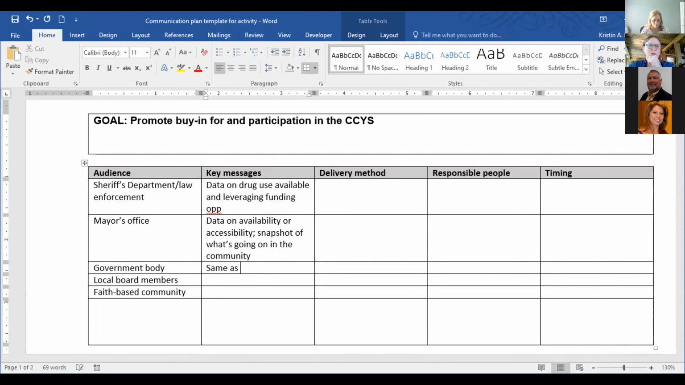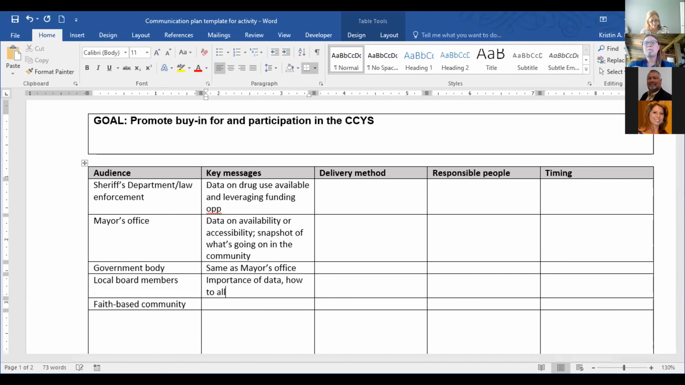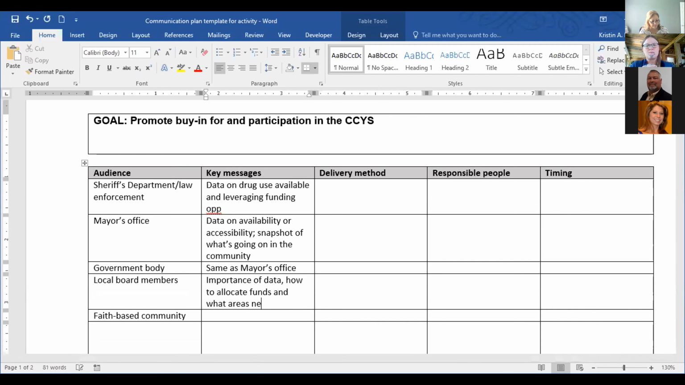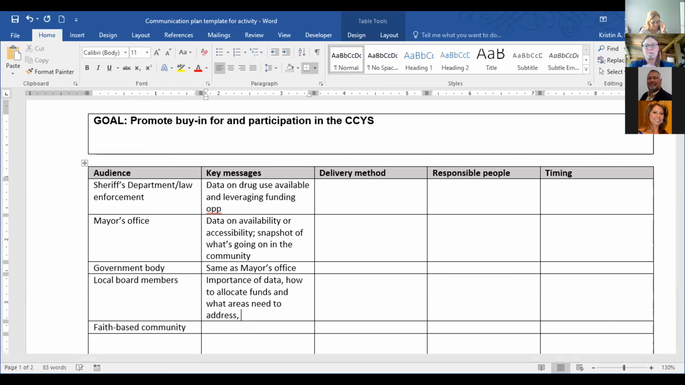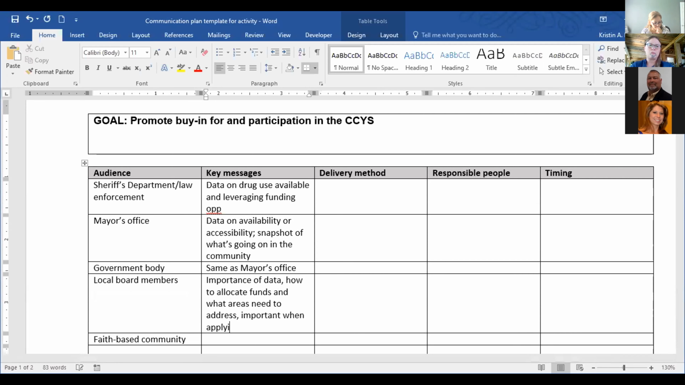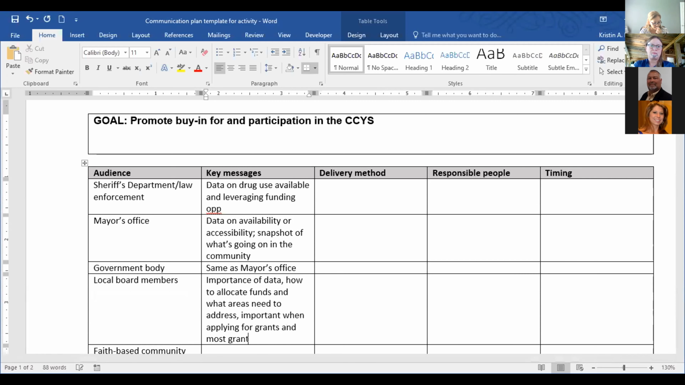And somebody shared that they worked with their local board to build buy-in for the CCYS. What were the key messages shared with them? We talked about some of the data and how important that data is, so we know how we can allocate funds, not only as a board, but also so we know what's going on in the community and what areas we need to address. But we also talked about how it's important when you're applying for grants, that most of the grants are data driven, and that if we don't have this data, then we don't get monies to address the problems in this area.